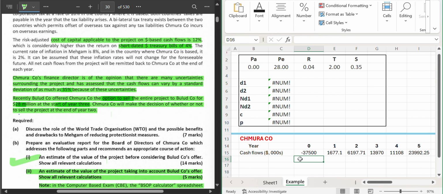Once you calculate these cash flows, the question is saying the company can sell the project after year 2. So what you have to simply do is calculate the present values of the cash flows after year 2. So we have to calculate the present value of years 3, 4 and 5. That's it. So let me show you. So cash flows, year 0 it will be 0, this also 0, year 2 also 0. From here onwards it will be the same.